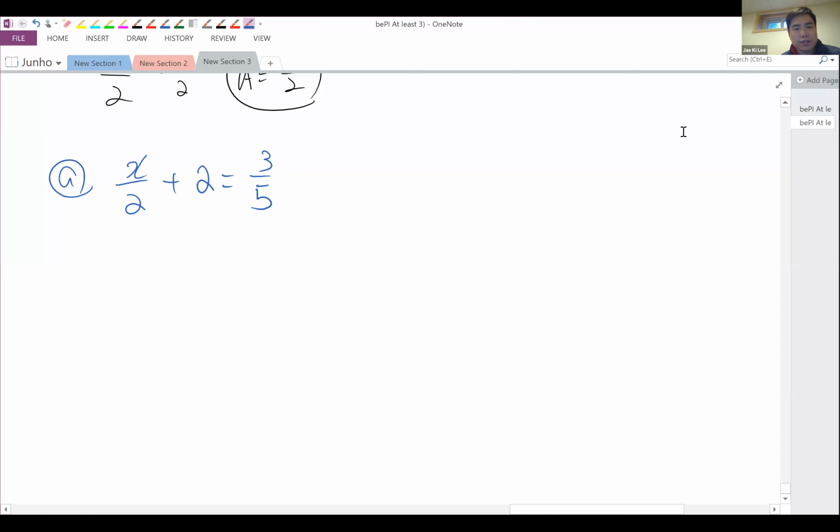Okay, so any idea what would be the first step? Do we subtract 2 from both sides? Yeah, we can subtract 2 from both sides, okay? Then this becomes x over 2 equals 3 over 5 minus 2. Okay, now how can we combine these two fractions?